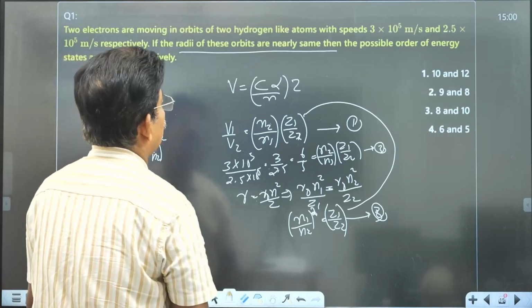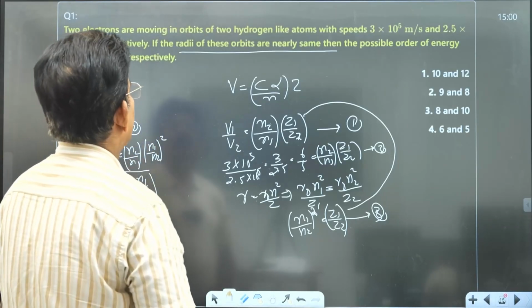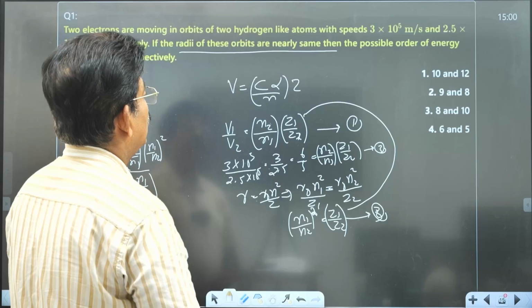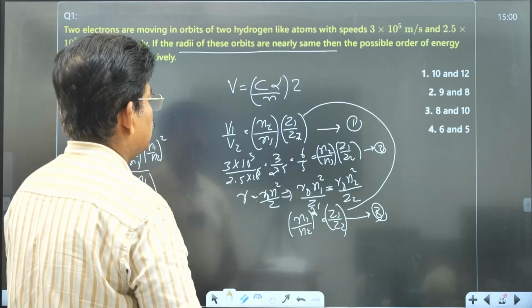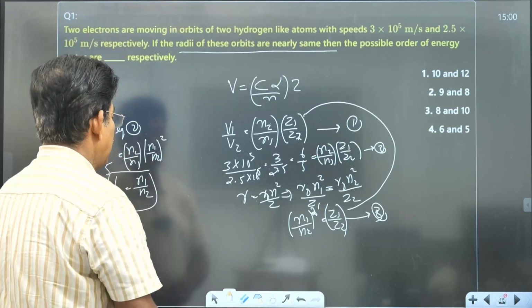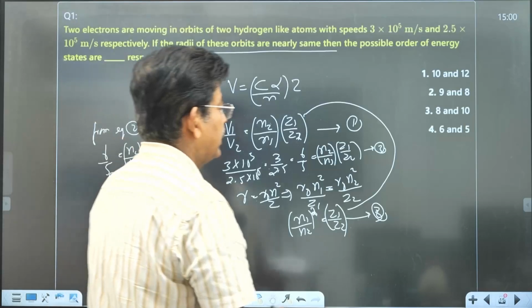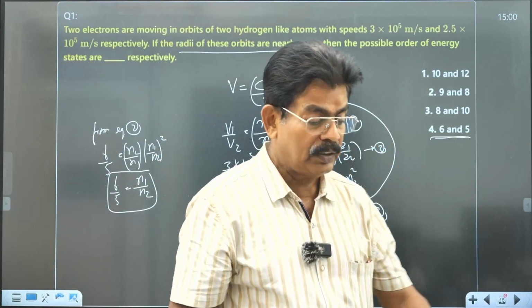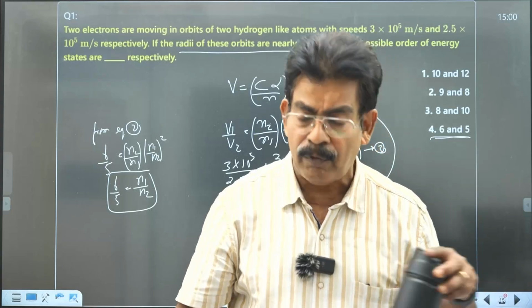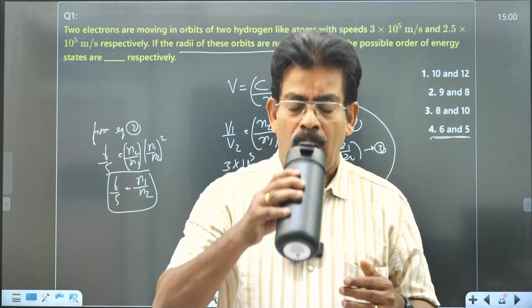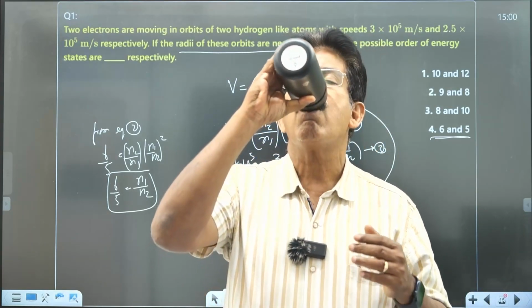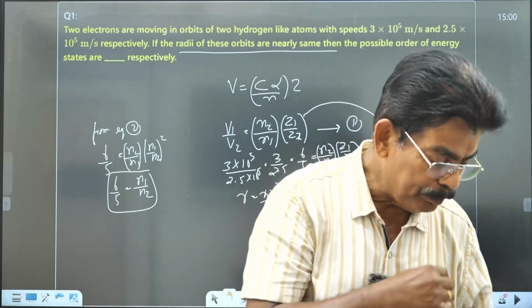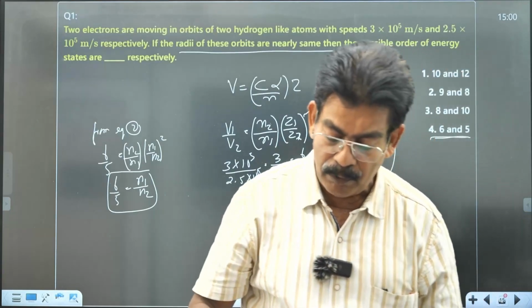And what is asked: the radii of these orbits are nearly same, then the possible order of energy states are what? First one is 6, second is 5. So this is the answer. The fourth one is the answer. This is the easiest way of doing it.